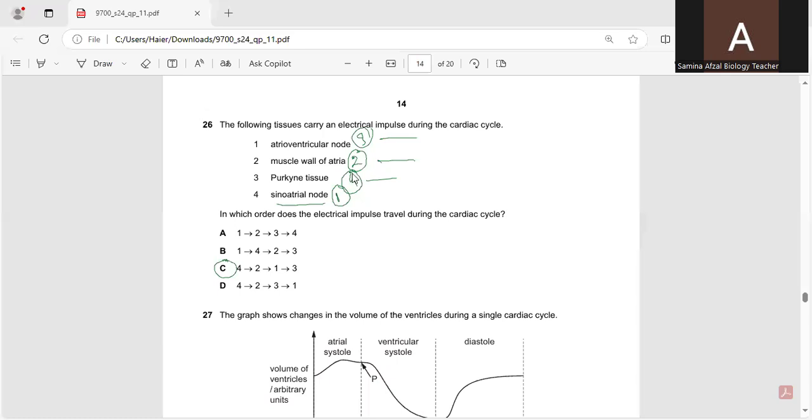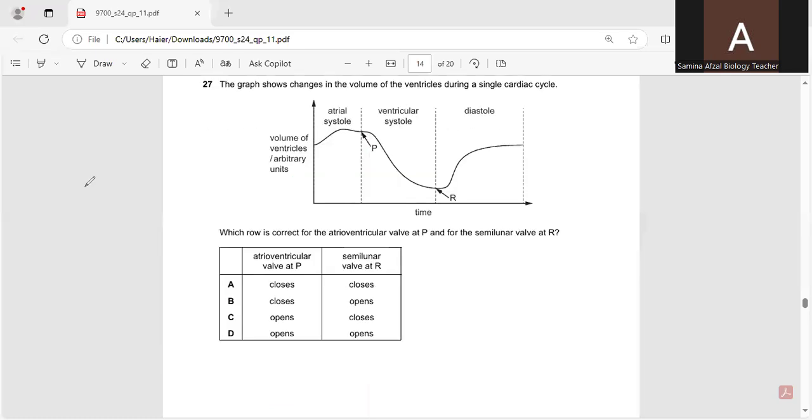Now we are moving towards question number 27. Question number 27 is, the graph shows changes in the volume of the ventricles during a single cardiac cycle. So according to a single cardiac cycle, you can see the volume of the ventricles and atrial systole. Atrial systole is when there is contraction produced in the atria. After this, there is the start of ventricular systole, and when ventricular systole is there, it means the contraction of the ventricle.